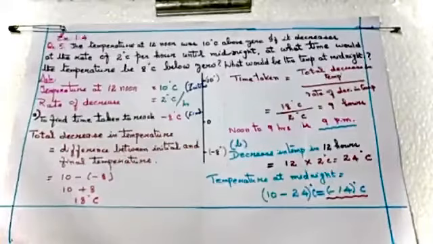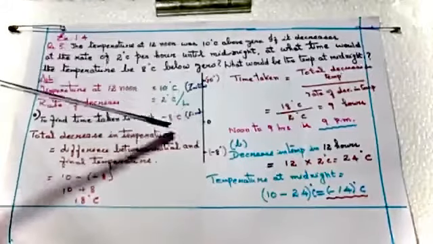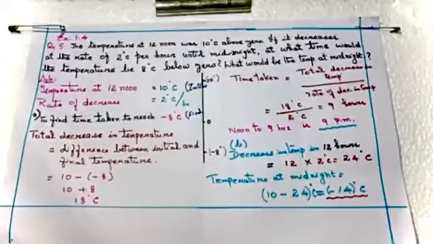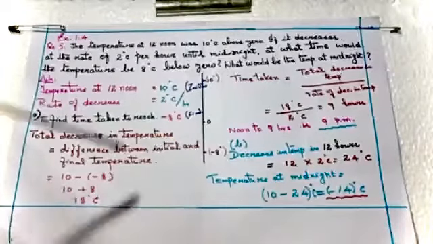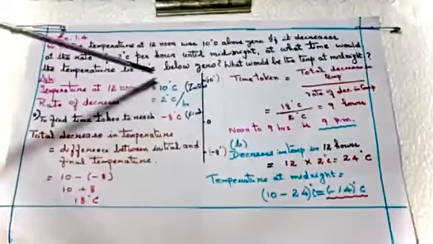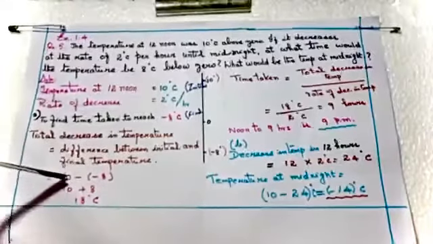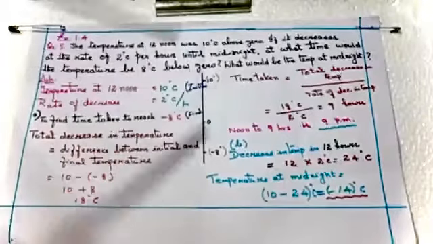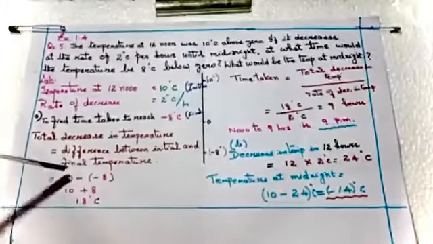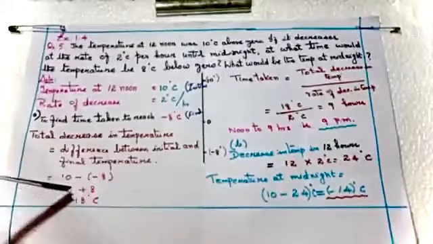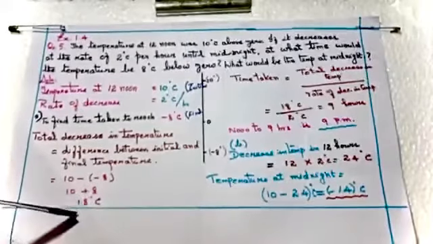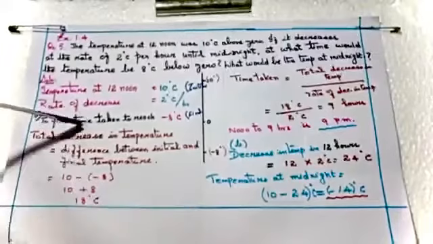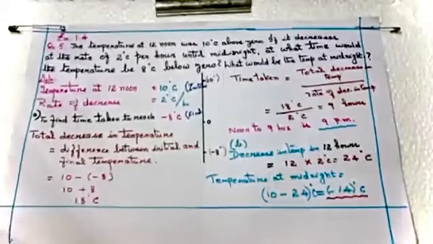Children, whenever we use the word difference, it can be from initial to final or final to initial temperature. Now, here the initial temperature is 10 degrees. The difference means we are finding the minus. And the final temperature is minus 8. So, 10 minus minus 8 is nothing but 10 plus 8, which is equal to 18 degrees Celsius. Children, here we use the formula method, that is difference.